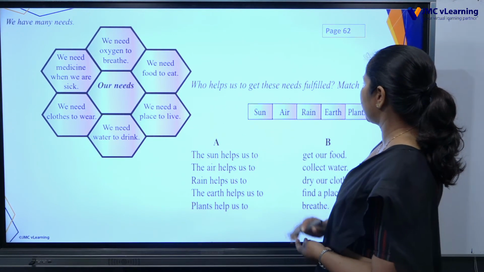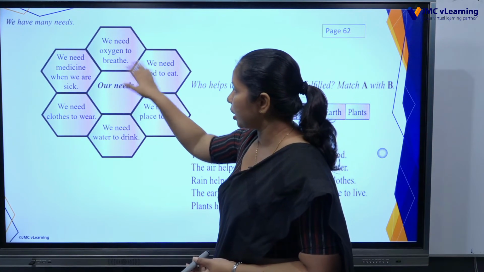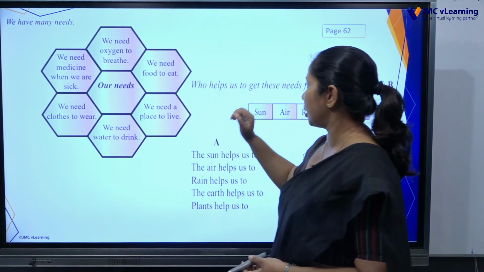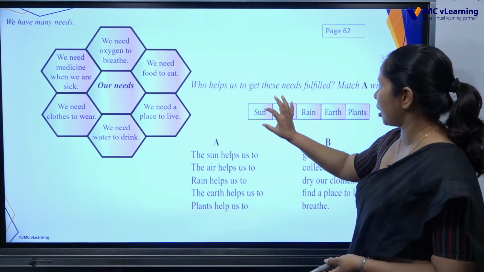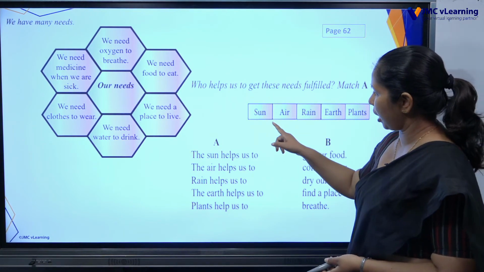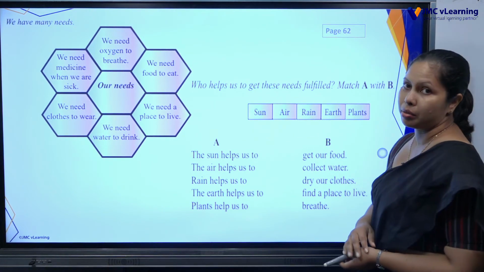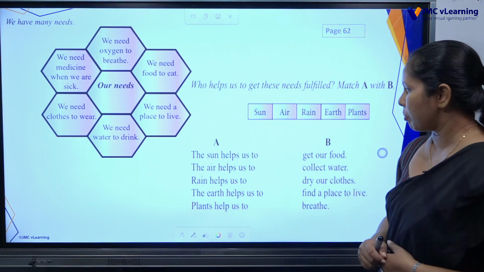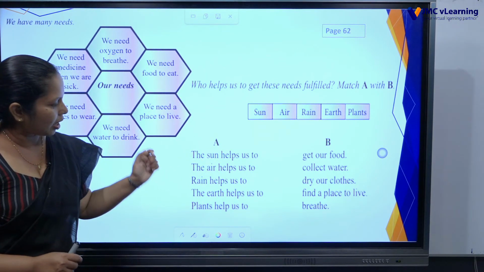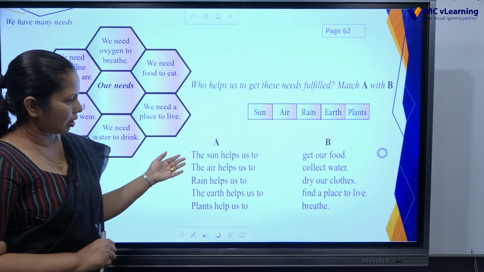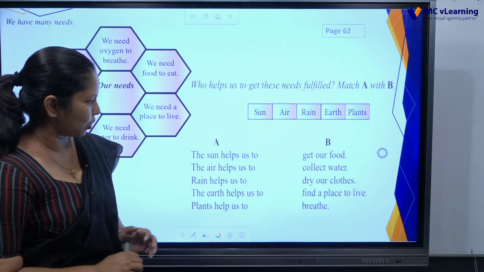Who helps us to get these needs fulfilled? So, we spoke that we have needs. These are our needs. Then they ask who helps us to get these needs fulfilled. And there are some words given. Sun, air, rain, earth and plants. Here we have to match A with B. The sun helps us to. So, we need to find how the sun helps us.